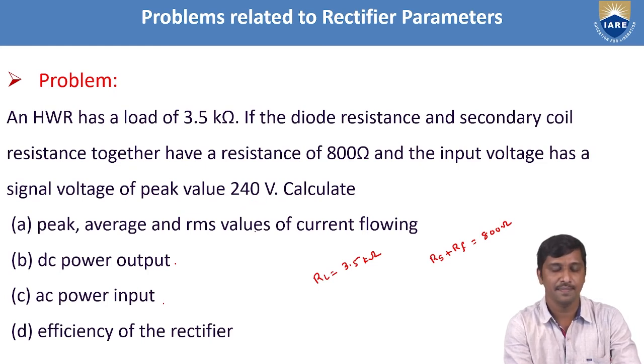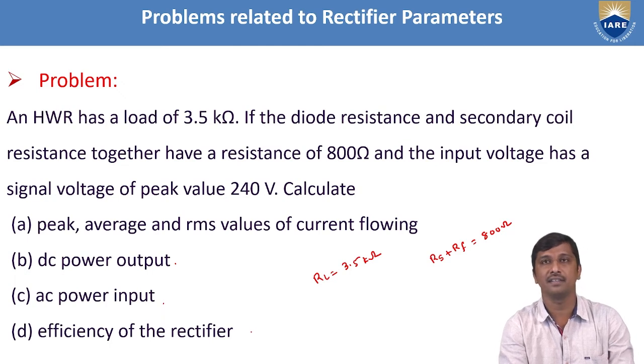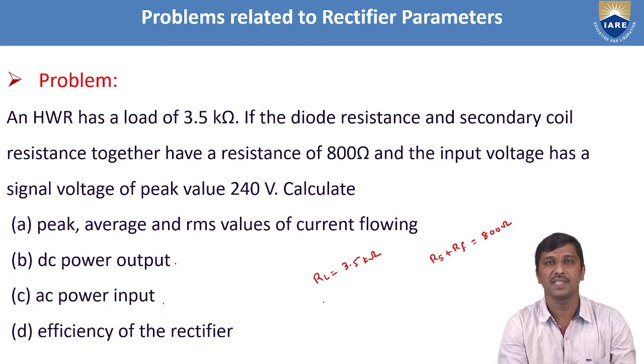So based on these three parameters, we need to calculate the peak current as well as the average current and the RMS current. Then after that, we need to calculate the DC power output, then the AC power input, and then the efficiency of the half-wave rectifier. So first we are going to observe what the peak current is with respect to the given specifications.